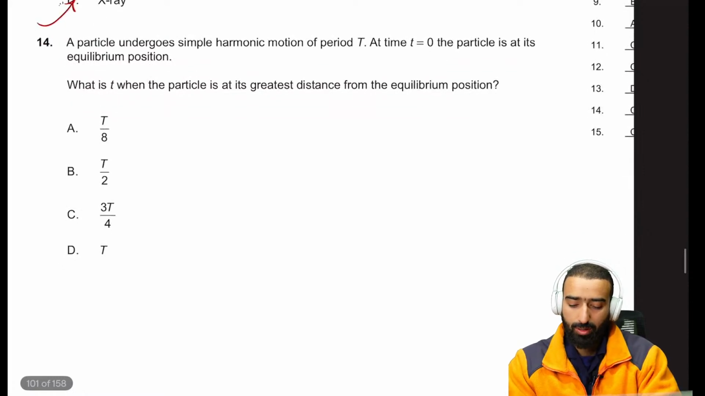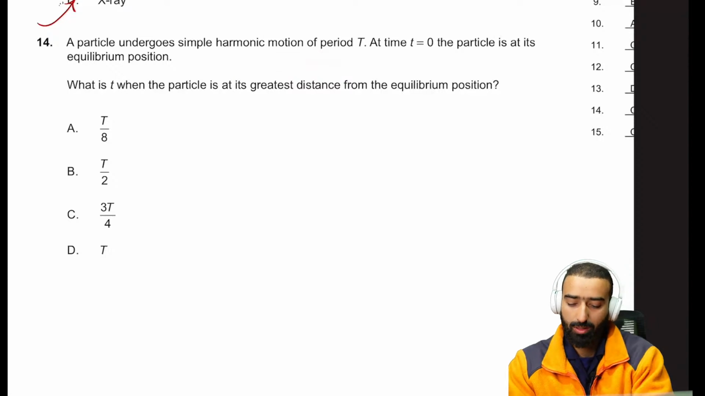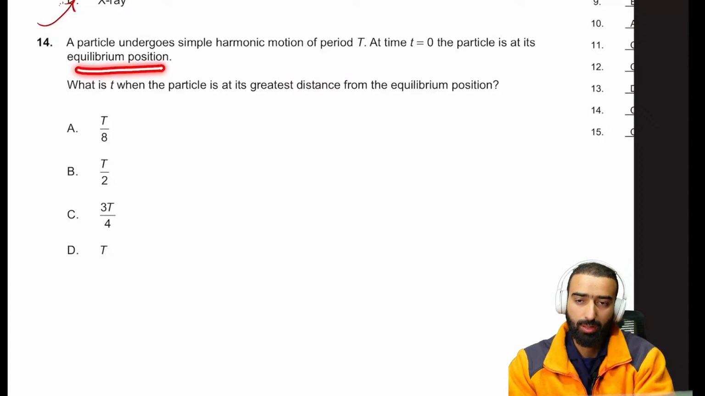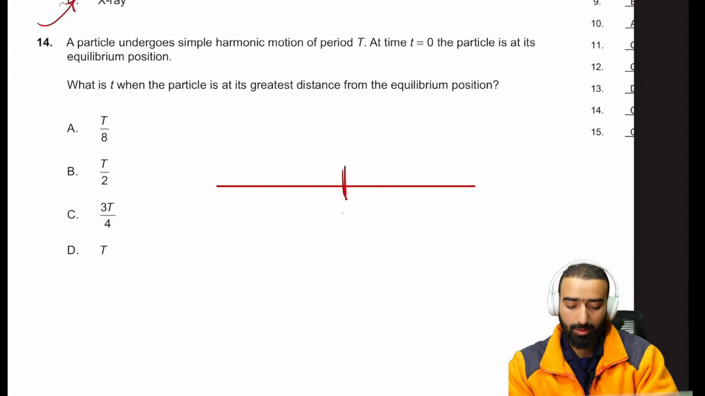Question 14. A particle undergoes simple harmonic motion of period T. At t equals 0, the particle is at the equilibrium position. At what time is the particle at the greatest distance from its equilibrium position? So if I real quick draw an axis, this is the equilibrium and this is our particle.